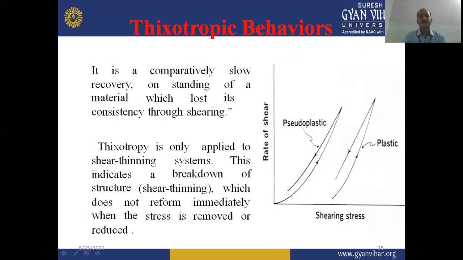So it is a comparatively slow recovery on standing of a material which lost its consistency through shearing. Thixotropy is only applied to shear thinning systems. This indicates a breakdown of structure or shear thinning which does not reform immediately when the stress is removed or reduced. So when we go through the diagram of thixotropic systems, we can obtain the different hysteresis loops of pseudoplastic systems and for the plastic system.